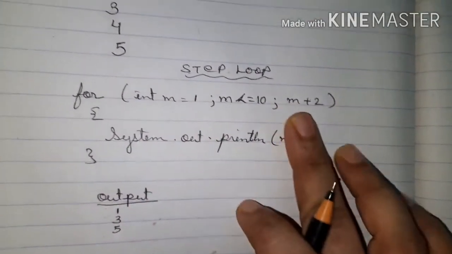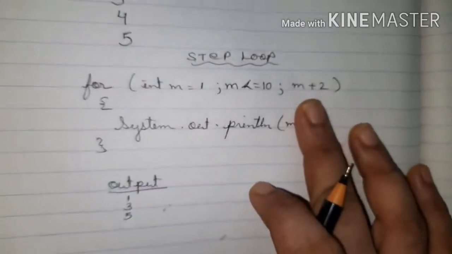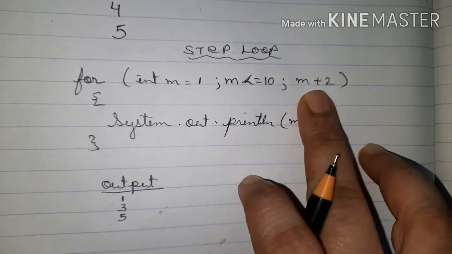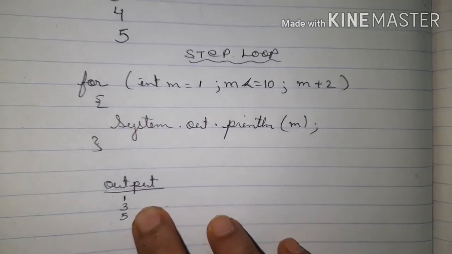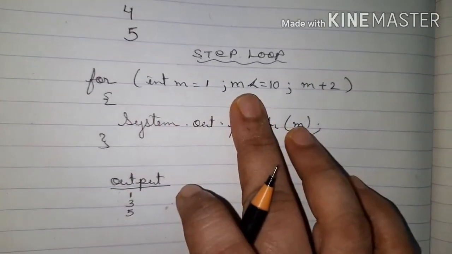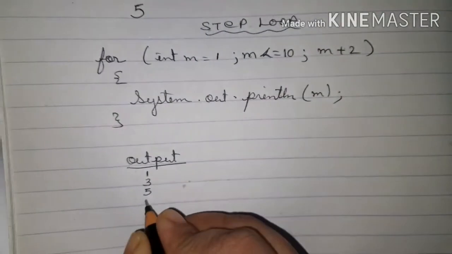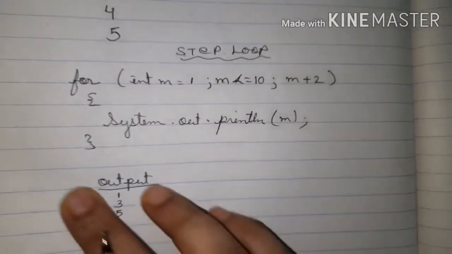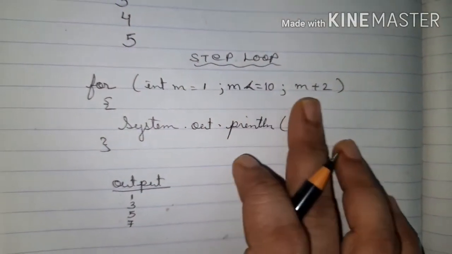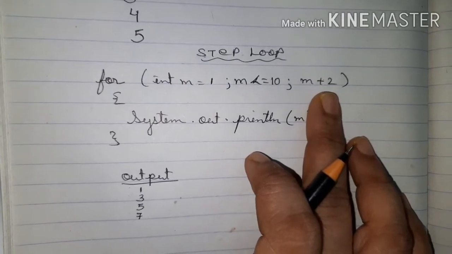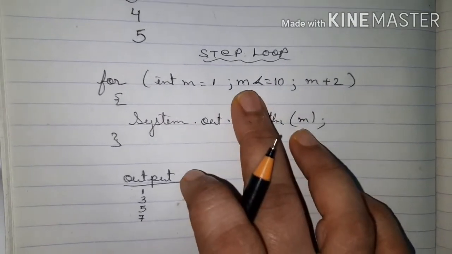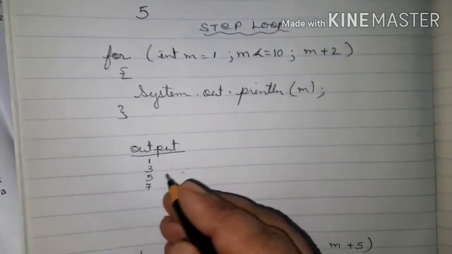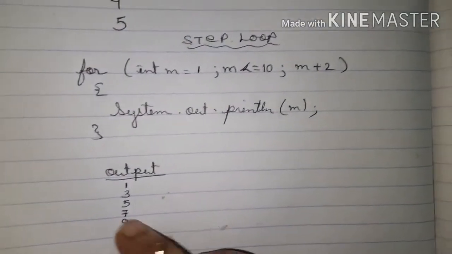Now again the control moves to m. So m is again increased by 2. So 5 plus 2 is 7. Condition true. It will enter here and display 7. m is increased by 2. Now 7 plus 2 is 9. Condition true. It will enter and display 9.